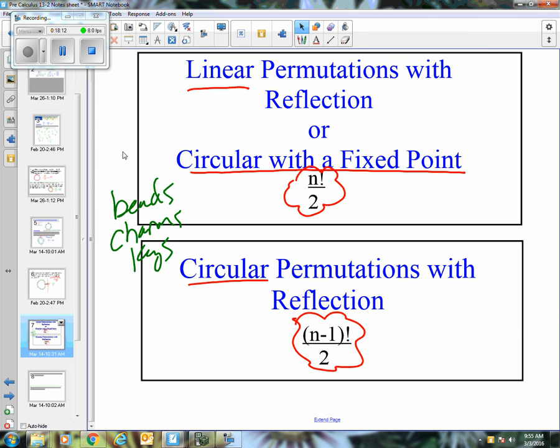So we're going to assume that if you see beads, charms, and keys, they are reflexive, while people and chairs aren't. Things like if you flip it over on the other side, it would be upside down. It wouldn't look the same thing. But for things like beads, they're spherical like that. They're going to look exactly the same.